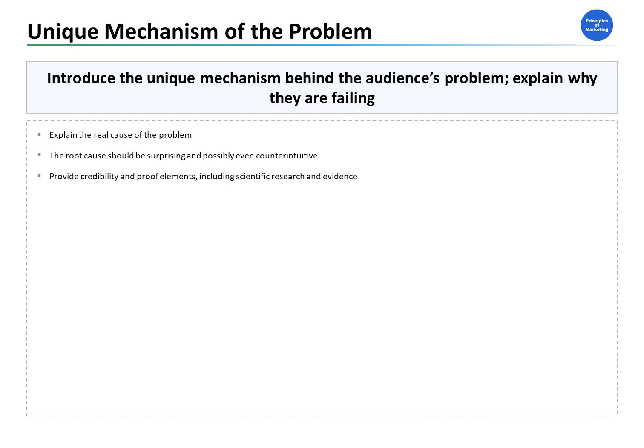You want to back up the unique mechanism with credibility and proof elements. So introduce scientific research and evidence that shows you know what you're talking about and the reasons why the unique mechanism you're explaining is actually true.